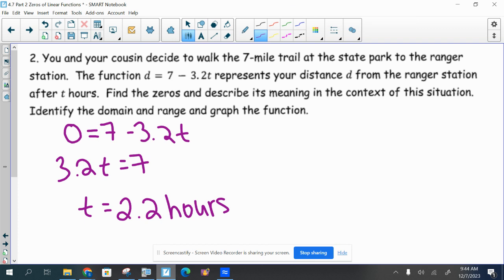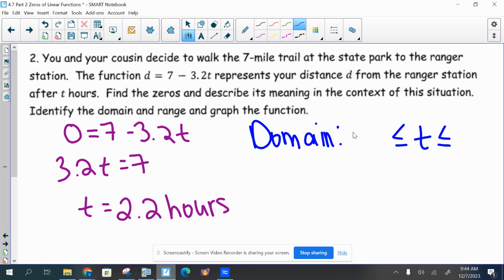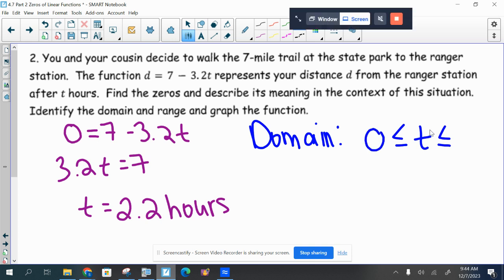Then it says to identify the domain and range. So we'll get some practice on domain and range. Domain here would be t. Let's set it up in interval notation. What's the smallest number? When does time start and when does time end? That's what you're asking, Elena. 0 to 2.2, yes, because that's the time it takes to get to the ranger station.